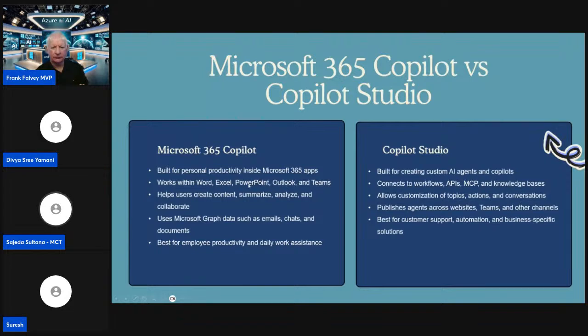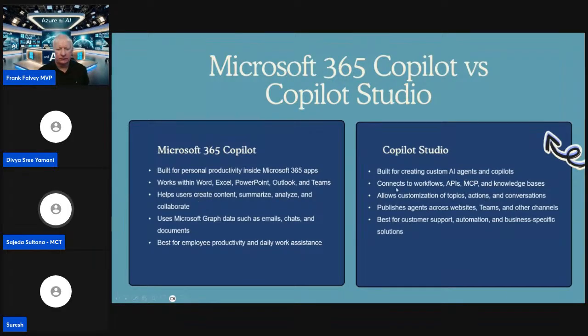For example, it can help the user to draft an email, summarize meeting notes, and generate PowerPoint slides. It mainly works with Microsoft Graph data, such as email, chat, calendar, and so on. So in simple terms, we can say Microsoft 365 Copilot is like a personal AI assistant that helps employees become more productive in their daily work.